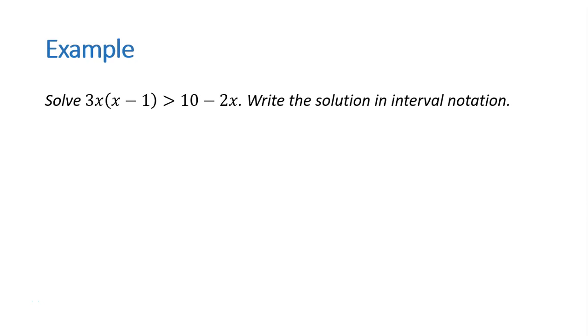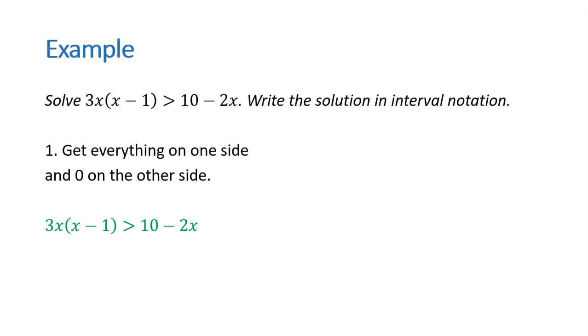Okay, let's try an example. We want to solve 3x(x - 1) > 10 - 2x. Our first step is to get everything on one side and get 0 on the other side. This is a polynomial. We don't have any division by variables, we don't have any variables with fractional exponents, nothing like that. So this is polynomial, even though everything is split up and it's not all combined together. We need to get everything on one side, simplify it, and get a 0 on the other side.